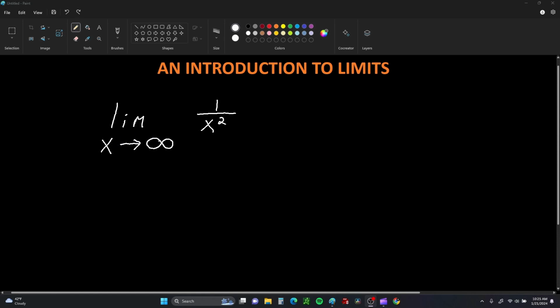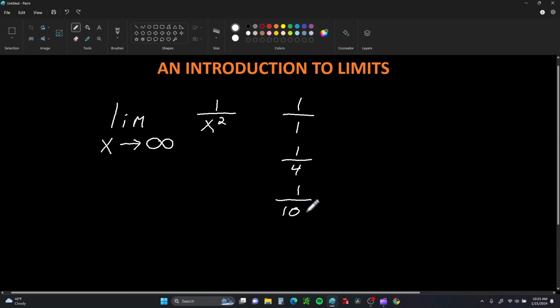And as x gets bigger and bigger and bigger, we want to look at what happens to our function here. So if I had 1 over, and we'll do 1 squared, this would be 1. Then if I increase this, I'm getting the numbers to be bigger. Then I had 2 squared, that would be 1 over 4. And if I had a 10 squared, I'd have 1 over 100.